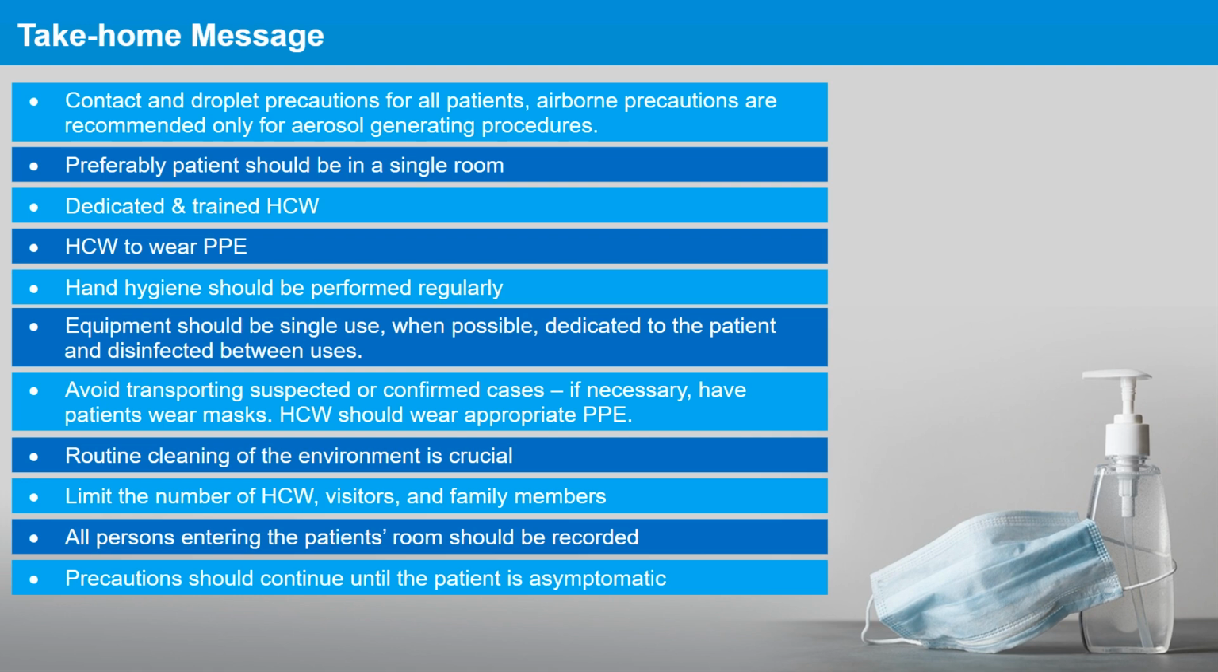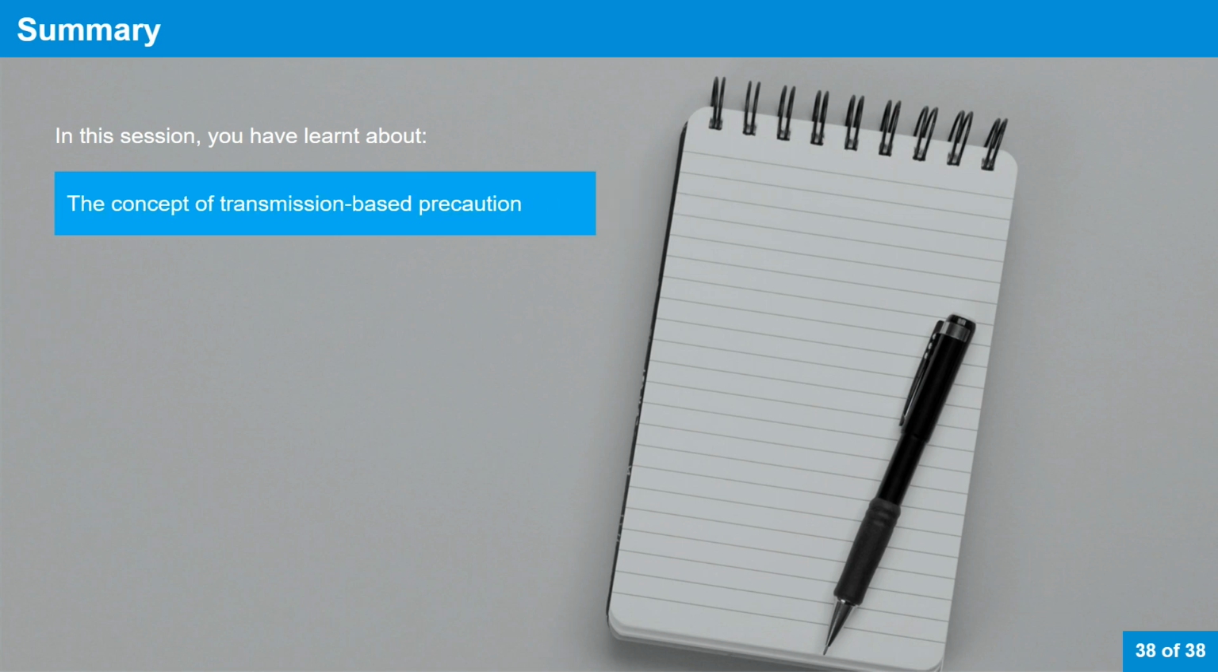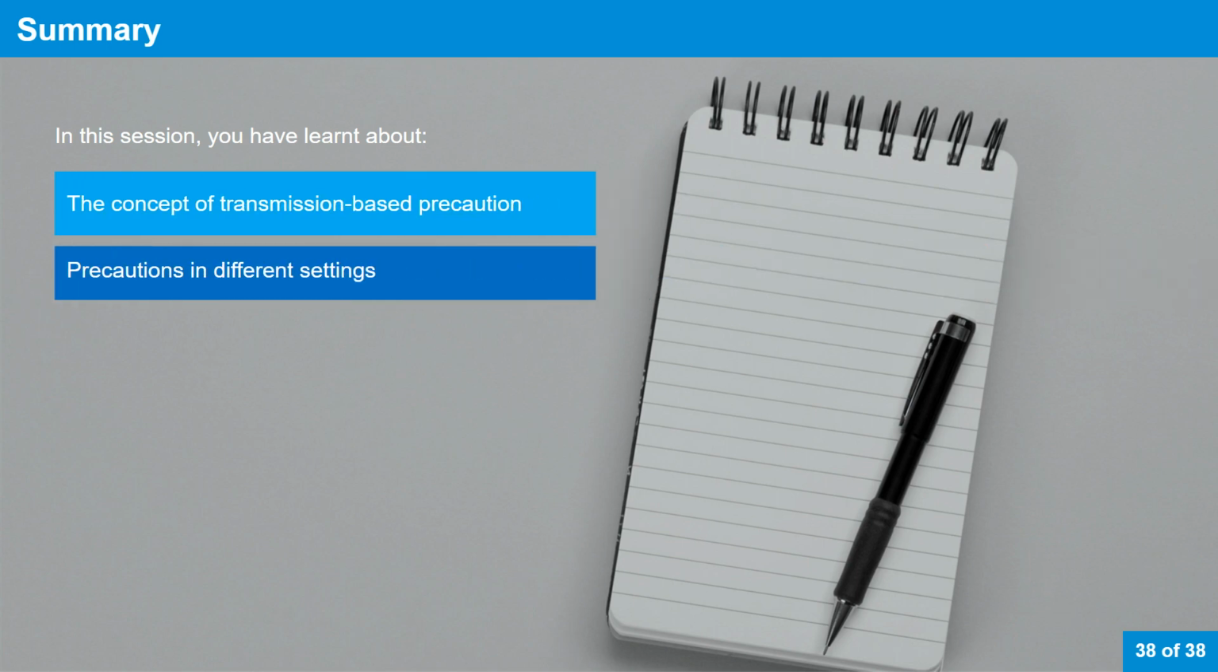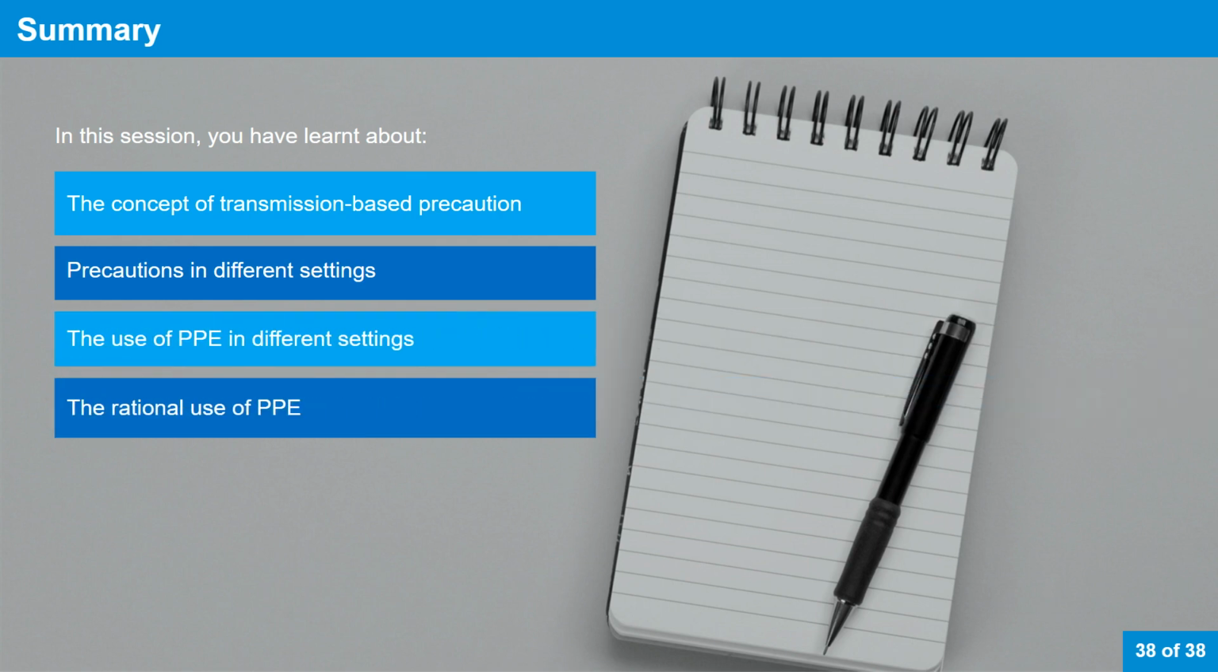This brings us to the end of this module. This brings us to the end of this mini module, implementing additional transmission-based precautions. In this session, you have learned about the concept of transmission-based precaution, precautions in different settings, the use of PPE in different settings, and the rational use of PPE. You may now attempt the ungraded knowledge checks for this session.